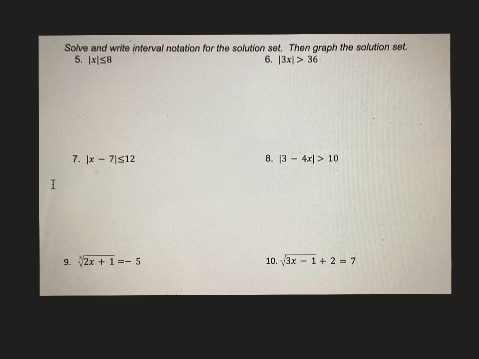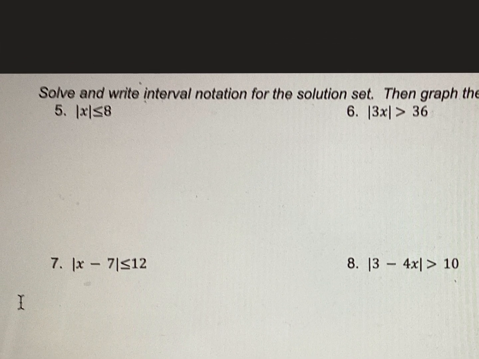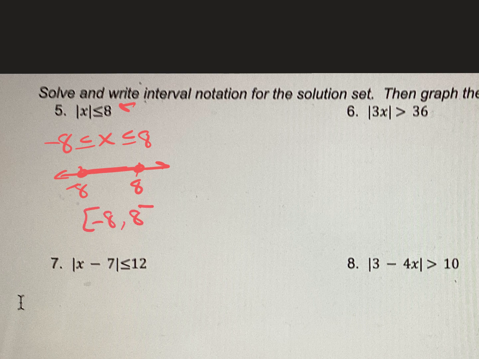5 through 8 look like inequalities with absolute value. This is absolute value of x is less than or equal to 8. Remember, we would say less than, which means it's an and. So I'm just going to write it like that. It says then graph, so I'm going to put negative 8, positive 8, filled in circles because it's equals, and interval notation will be negative 8 to 8 with brackets because of the equal signs.